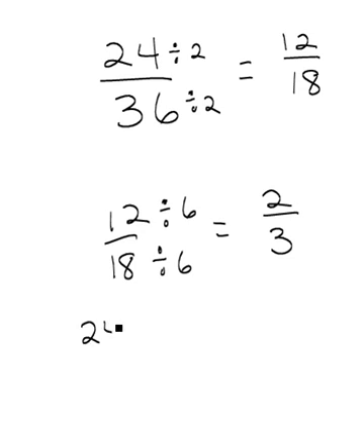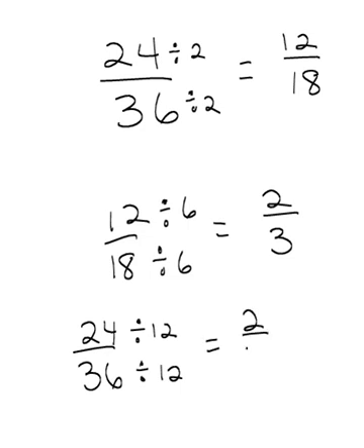Now, if you really knew your factors, you could have gotten this all done in one step. You might have realized that 24 and 36 both have 12 as a factor. If you divide 24 by 12 and if you divide 36 by 12, you'll get the answer 2/3 in one step. Either way, you're still going to get to the answer in lowest terms.